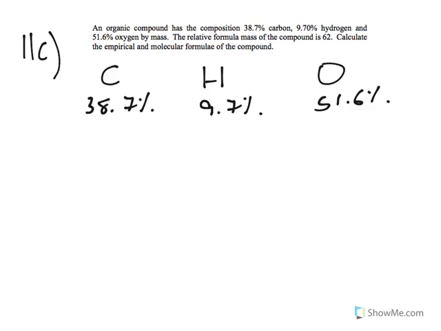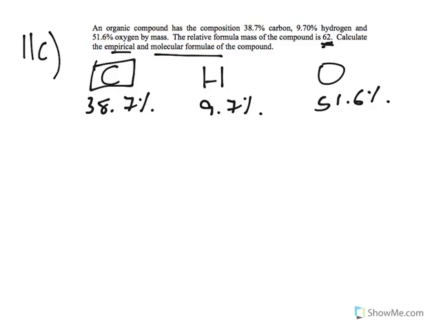And the relative formula mass is 62, as said here. You have to calculate the empirical and the molecular formula of the compound. Now, the simplest way when you have percentages to find the empirical formula is to divide each of the percentages by the molar mass or the atomic mass of each atom.